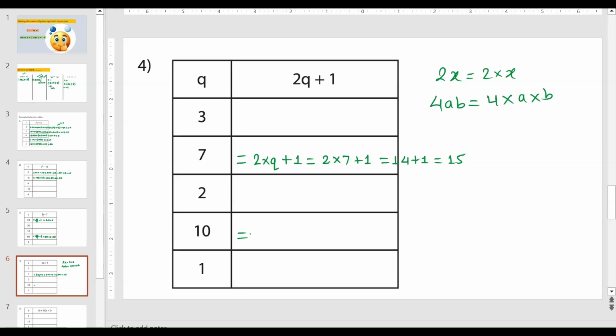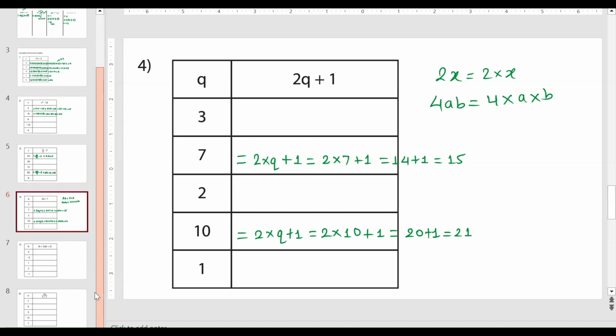So let me do this one. When we put the value of q is 10, so 2 times q plus 1. 2 times q is 10 for this condition and plus 1 is from the question. 2 times 10 is 20 plus 1 and which is 21. So please do the remaining by yourself.